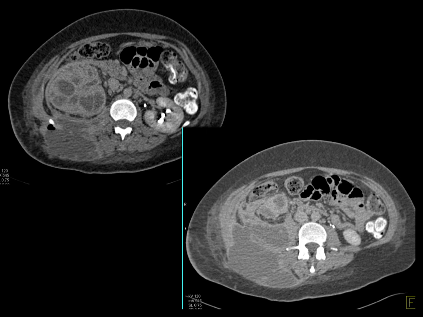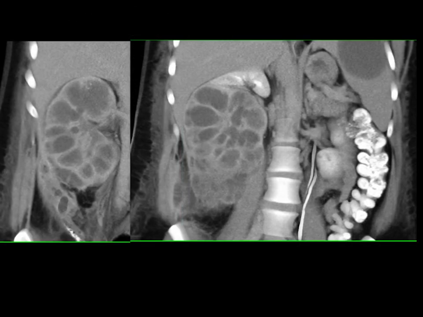Just a beautiful example. And here you can see that the majority of the kidney is replaced by this inflammatory process. There's only a little bit of functioning upper pole. Typically, XGP is global in a kidney, but not always is that going to be the case.